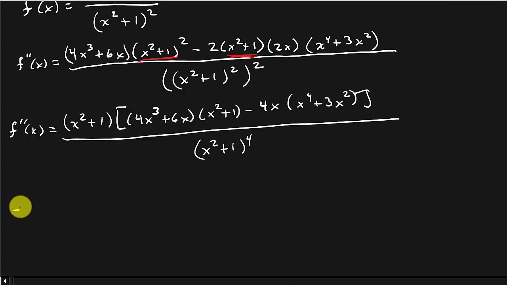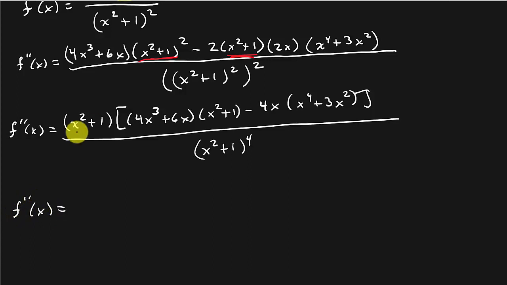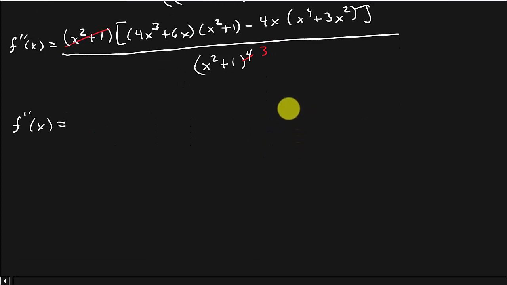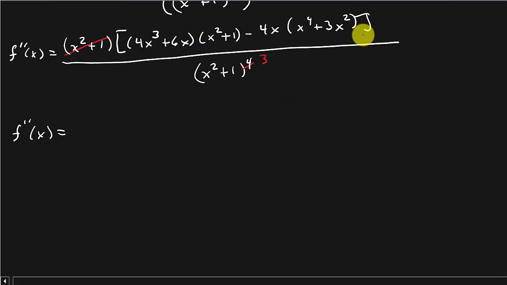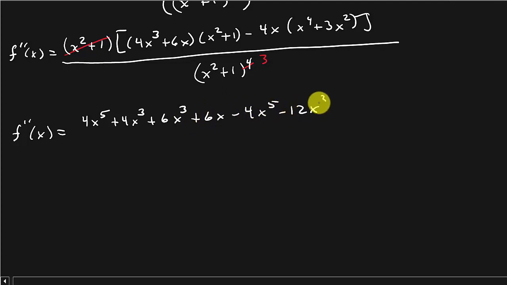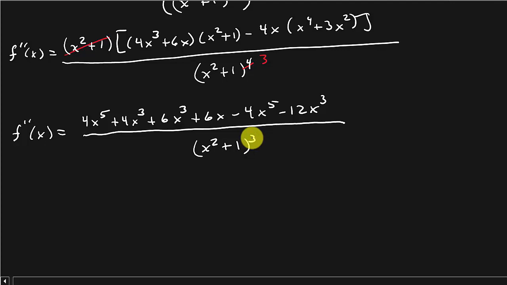All right, so now we've got f double prime of x, and see here, that cancels, that becomes a 3. And I'm going to go ahead and FOIL this out, distribute that. So that is going to leave me with 4x to the 5th plus 4x cubed plus 6x cubed plus 6x minus 4x to the 5th minus 12x cubed over (x squared plus 1) cubed. And then combine like terms, I get f double prime of x is equal to (negative 2x cubed plus 6x) over (x squared plus 1) cubed.